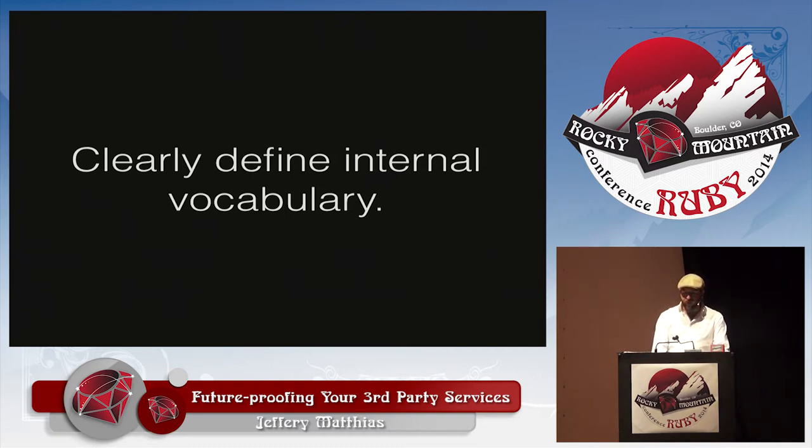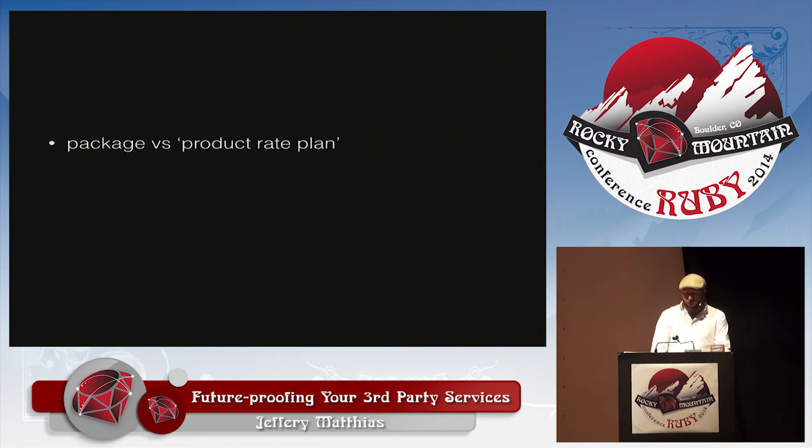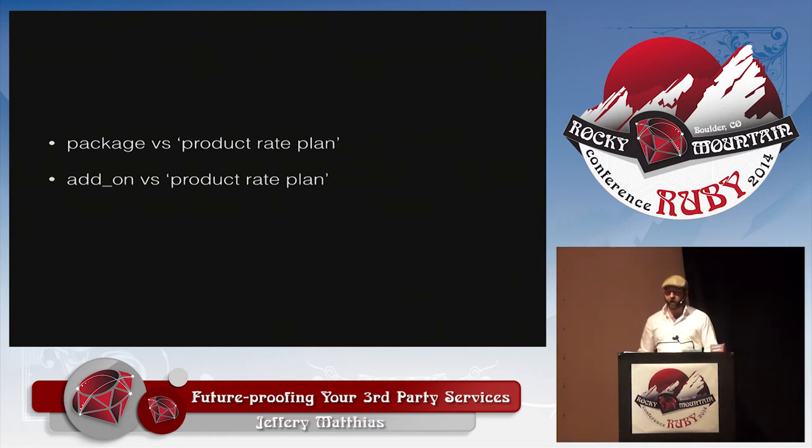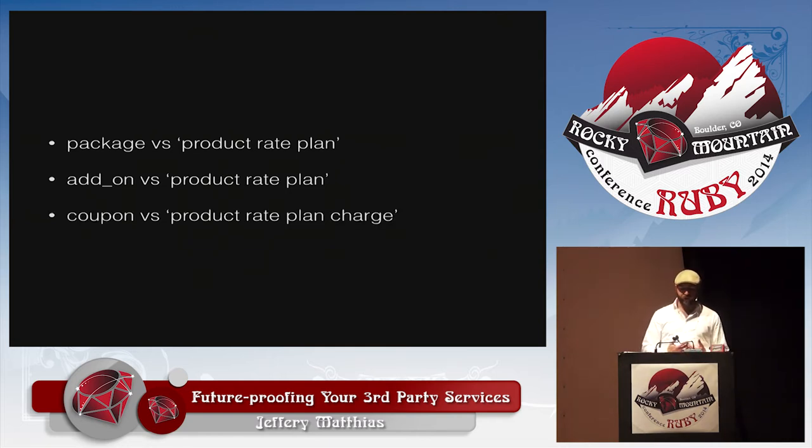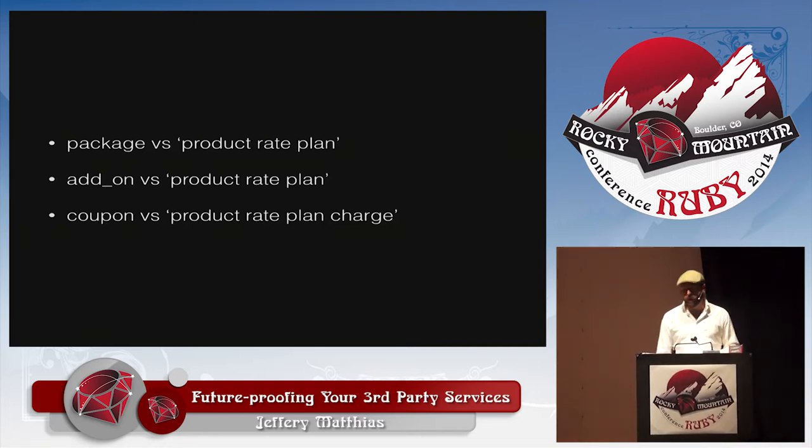So for an example from our world, when we talk about a package, from a billing perspective, our third-party provider is actually talking about a product rate plan. When we talk about an add-on, our third-party provider is actually talking about a product rate plan. And then it's a little less confusing. When we talk about a coupon, our third-party provider is actually talking about a product rate plan charge, which is good because it's a very obvious difference there. And when you're having conversations with people, it's very easy to talk about.